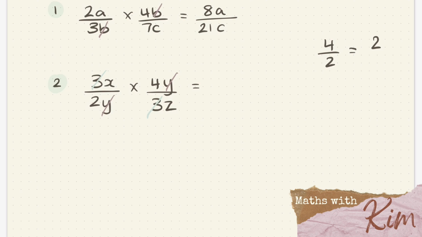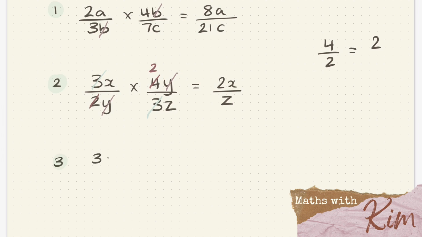So I know that this 4 will change to a 2, and this 2 is cancelled out. So now, if I work this out, I still have my X, I still have to times it by 2. On the bottom, just gives me Z. So I'm going to have 2x over Z. And that saved me from having to multiply all these numbers and then simplify at the end. Now we'll try the next question.